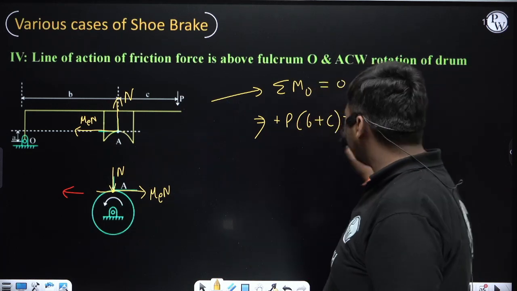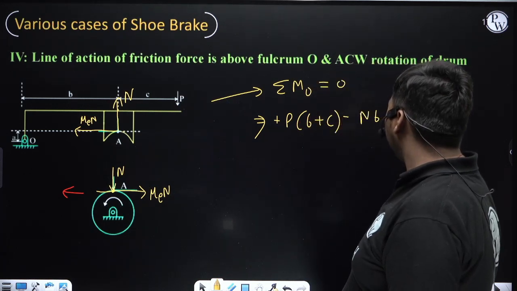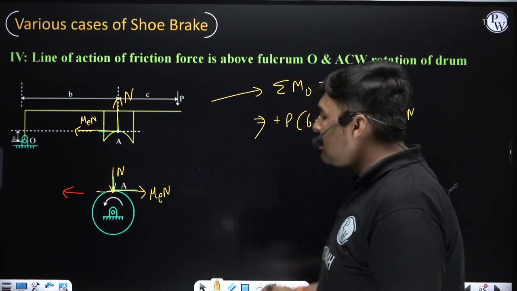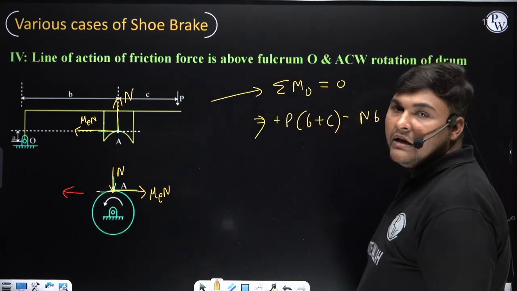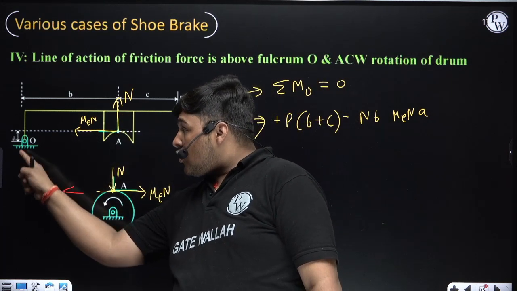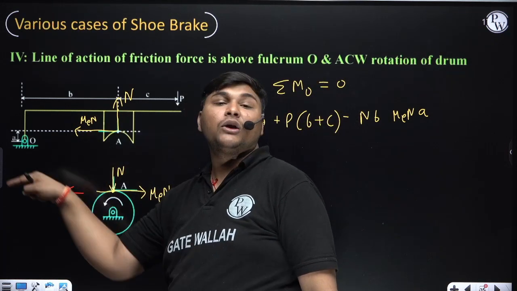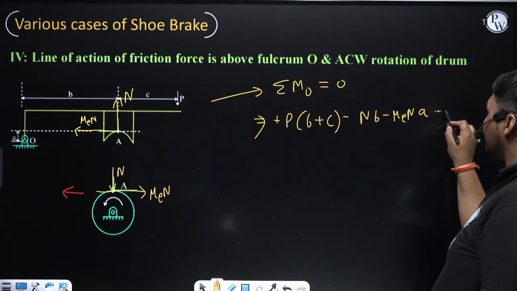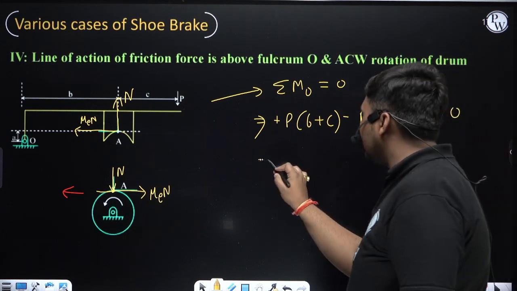Now the friction force. Friction force is mu E into N. Its perpendicular distance from point O is A. So the moment due to friction force will be this. Now its direction. The direction of moment due to friction force about O, see carefully, is anti-clockwise, and I am taking anti-clockwise direction as negative. I am equating this equal to 0.